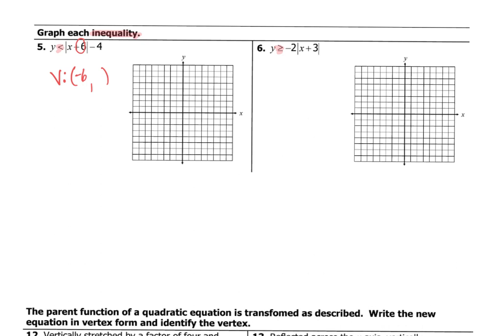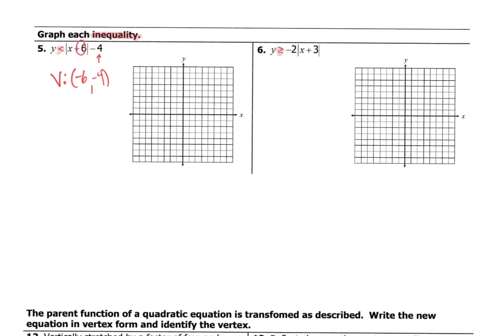The y value of the vertex is what comes after that. It's negative 4. Its sign stays the same. So we're at 6 left and 1, 2, 3, 4 down from the origin. I still need to use the slope to help generate some points here.